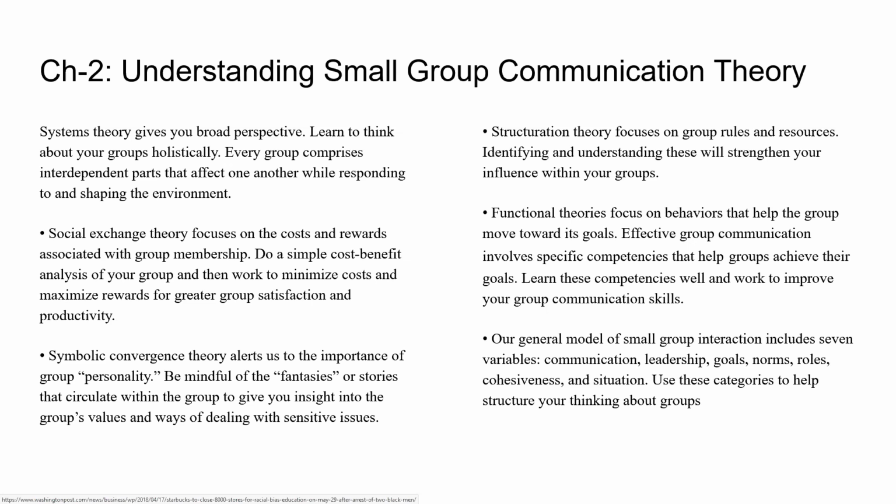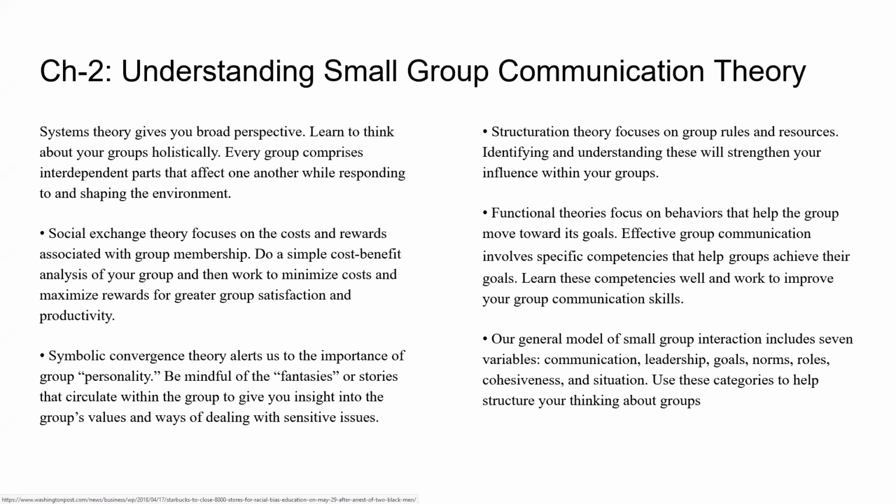So systems theory gives you broad perspective. You learn to think about your groups holistically. Again, every group comprises interdependent parts that affect one another while responding to and shaping the environment. Think about your family group, right? You all rely and depend on each other to cook, eat, shop, do house maintenance, pay bills, do social events, help facilitate each family member to succeed, have the logistics so they can go to work or go to school, go do social events, right? And then everybody in the family is constantly responding to and shaping the environment around them. And since you all influence each other because you're a group, your family member's business kind of becomes your business.